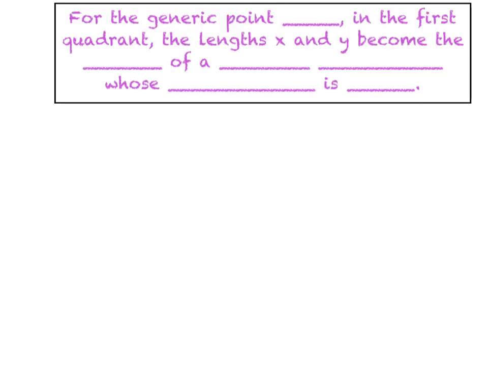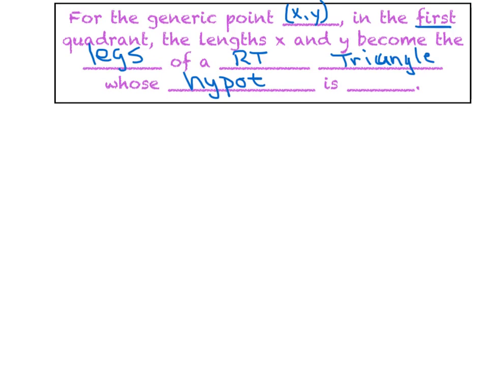One more definition here before we really get our diagrams drawn. For any generic random point, and we'll call it x, y, we want to keep it generic so that there's no specific numbers in it. If it's in the first quadrant, the lengths x and y become the legs of a right triangle whose hypotenuse is 1. Again, length of 1.